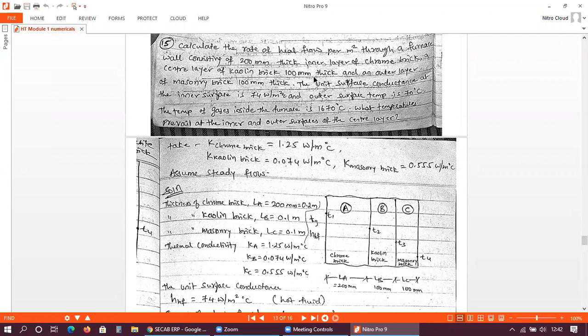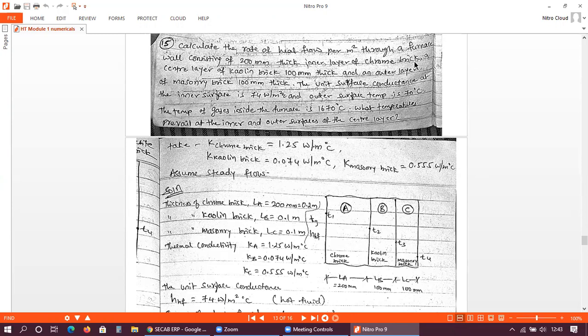kaolin brick 100 mm thick, and an outer layer of masonry brick 100 mm thick. So as you can see, it is a furnace with 3 layers. The furnace wall consists of a 200 mm thick inner layer of chrome brick. So this is the chrome brick, which has a thickness of 200 mm. Later on, the center layer is there. Up to chrome brick it is okay.